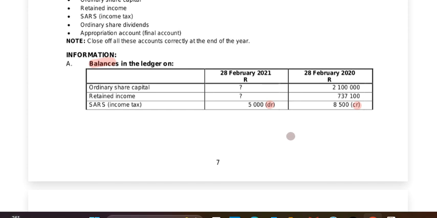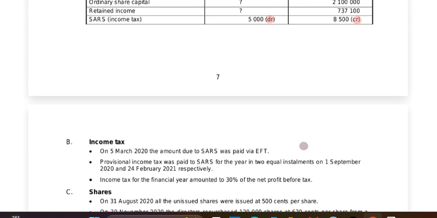SARS owes us money, so we overpaid our income tax. Then we're told income tax on the 5th of March 2020, the amount due to SARS was paid via EFT. So this is last year's balance, which is the opening balance. So that was paid on the 5th of March 2020.